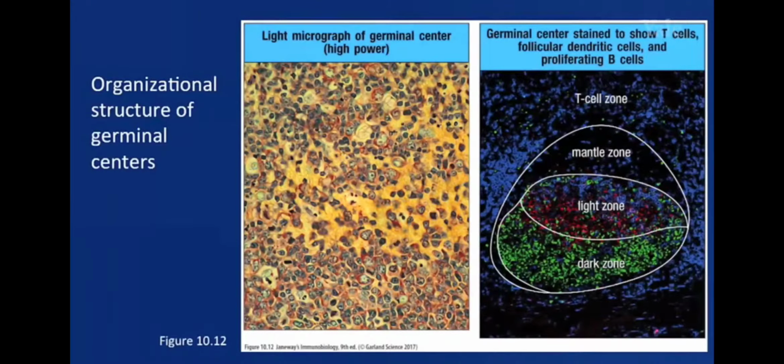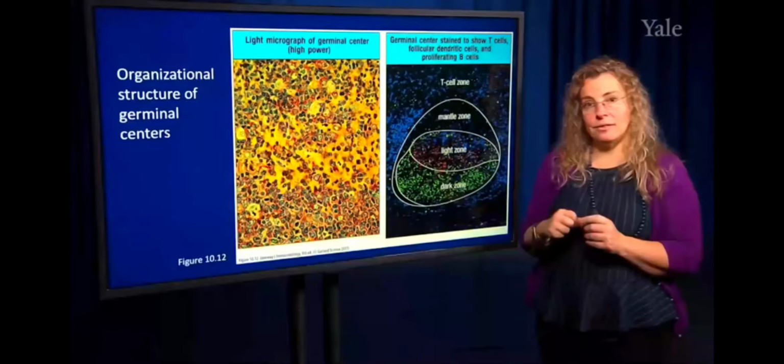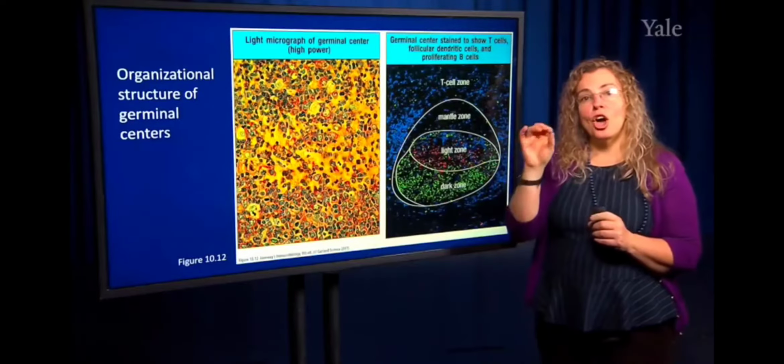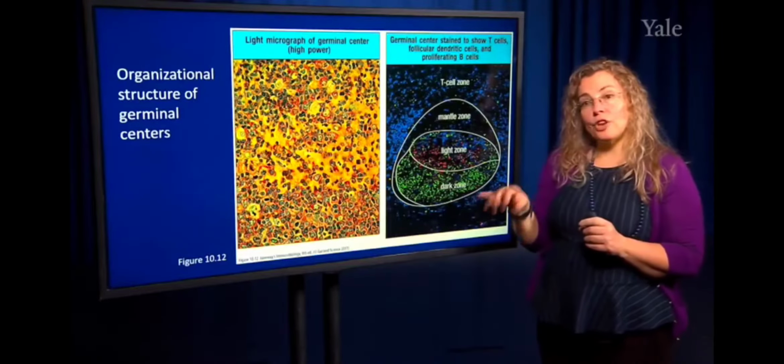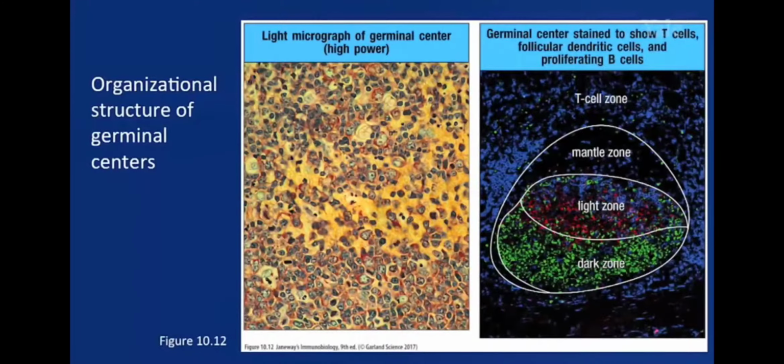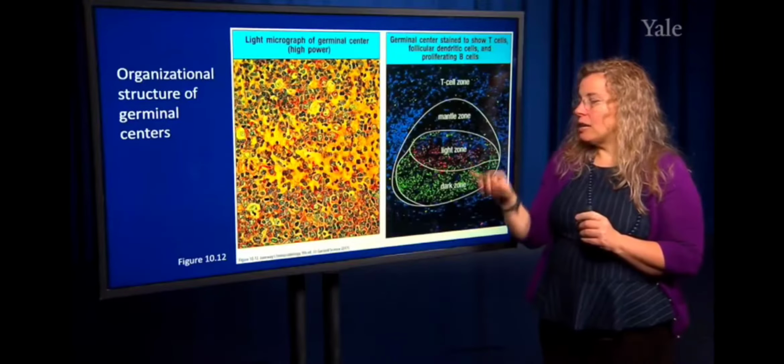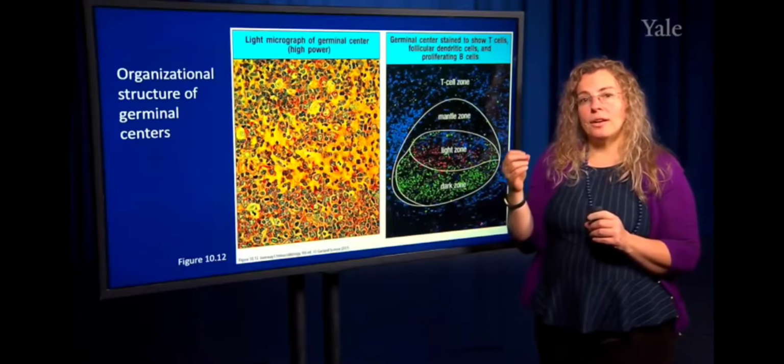This staining picture shows you where the different cells are. T cells are in blue, and you find them in the T cell zone outside the germinal center, but also in the light zone. The red cells are those follicular dendritic cells that have antigen. And the green cells are mostly B cells, but this marker here is actually showing you dividing cells. And again, this is to indicate that most of the B cell division is occurring in the dark zone. But you can see here interaction of some dividing B cells, the follicular dendritic cells, and the T cells all in the light zone.